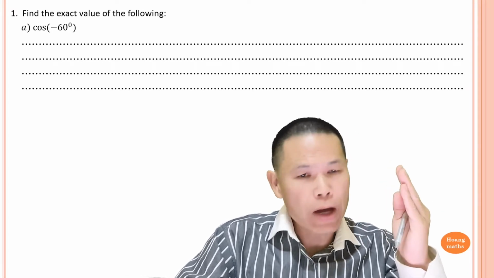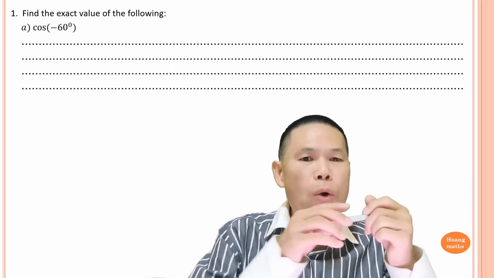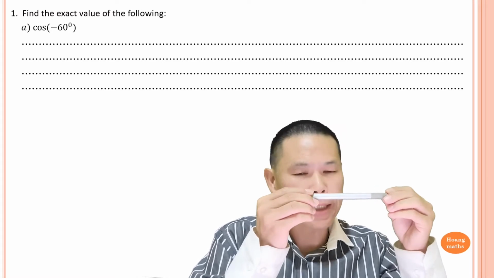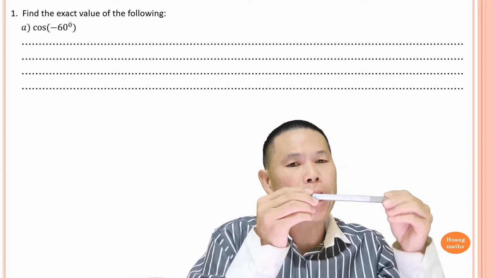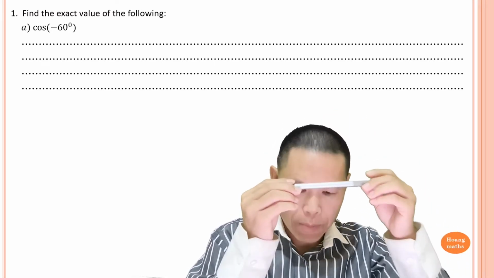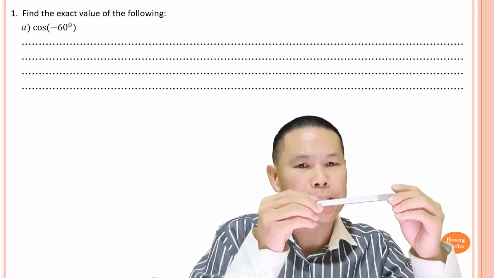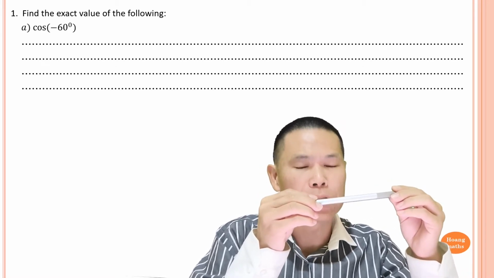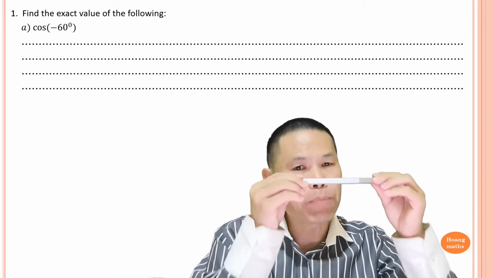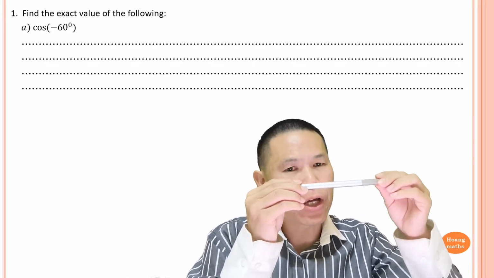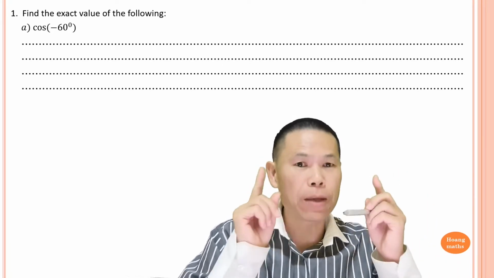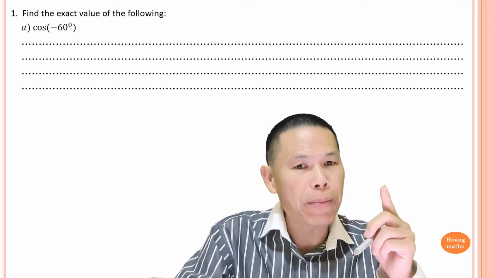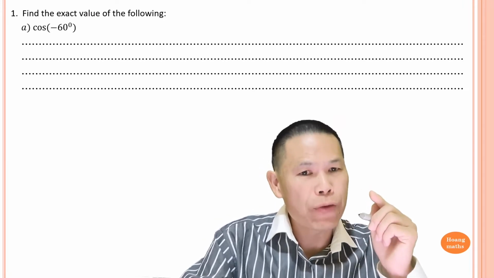Now to work this out, remember the angle is always measured from the x-axis, and it goes anti-clockwise for positive. But in this case, it's negative 60, so we go the opposite way. We start from the positive x-axis and go clockwise. Step number one, we need to draw a diagram and then work out the reference angle.